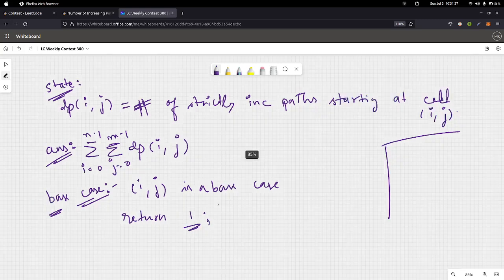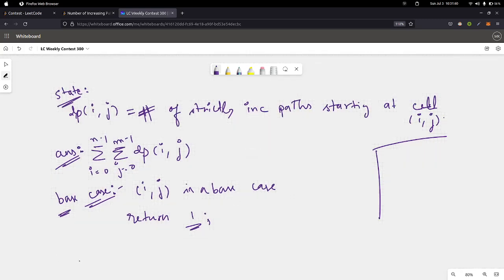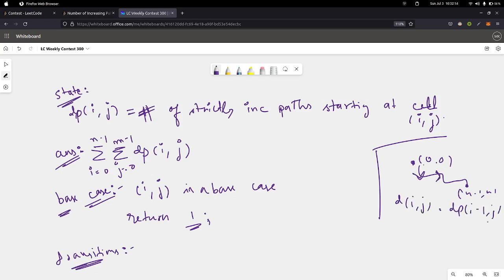So that's the same. And as I said, the transitions are also really obvious and standard. This is the same as the grid problem, wherein we have to count the number of ways in which we can reach from 0, 0 to n minus 1, m minus 1, by doing only down and right operations. So here, since we only have two operations, it will be dp of I comma j equals dp of I minus 1 comma j plus dp of I comma j minus 1.